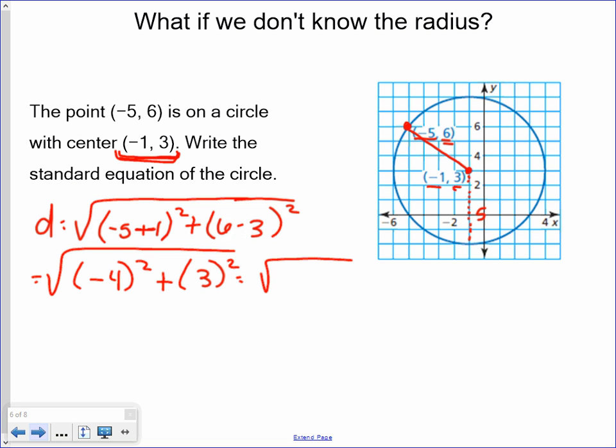That's a shame. -4 squared is 16. 3 squared is 9. 16 plus 9 is 25. Oh, look at that. The square root of 25 is 5. And 5 is your radius. Yes. That's your R. So then to write the equation of a circle, you have to have the center and you have to have R. There's R. There's your center. Now we can write the equation.